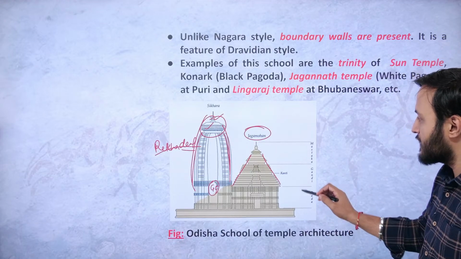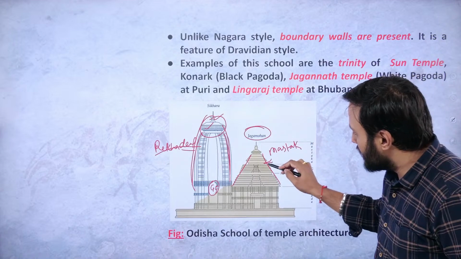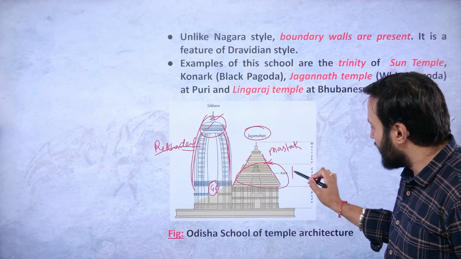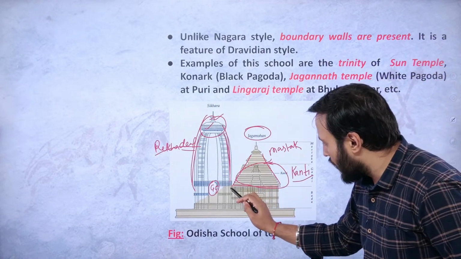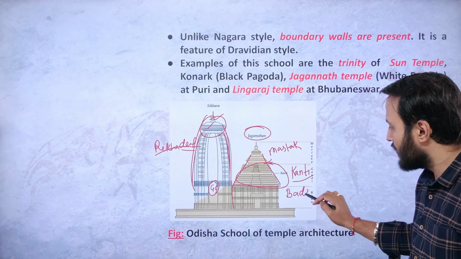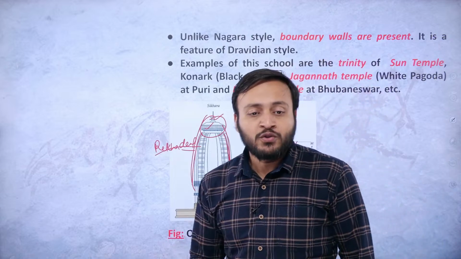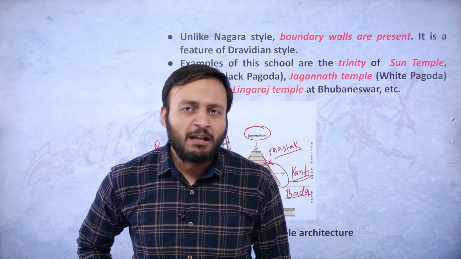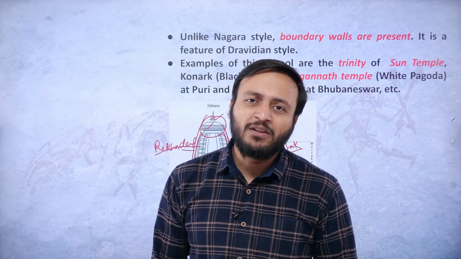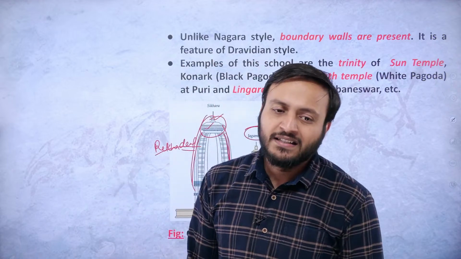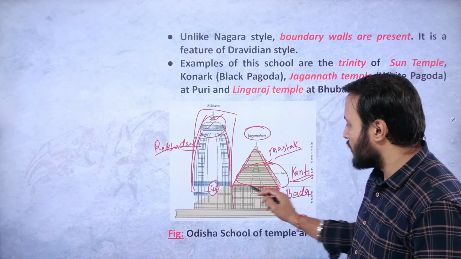Jagmohan has three different parts, my dear students. Remember the names. The topmost part is called Mastak. The middle part is called Kanti or Ganti. And then the base is called Bada. So Mastak, Kanti, and Bada, these are the different names which you should know. The best examples of Odia style of temple architecture include the Jagannath temple at Puri, the Lingaraj temple at Bhubaneswar, and the Sun temple at Konark. In fact, if you see the Konark Sun temple, you will realize that we have lost this part of it. Only the Jagmohan part is left.